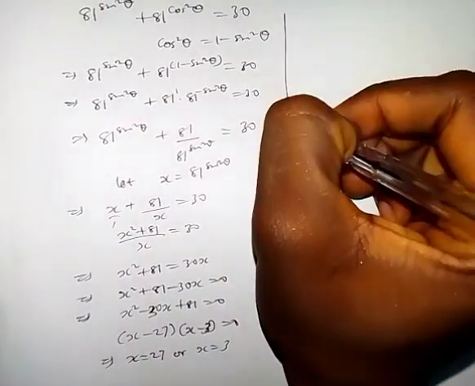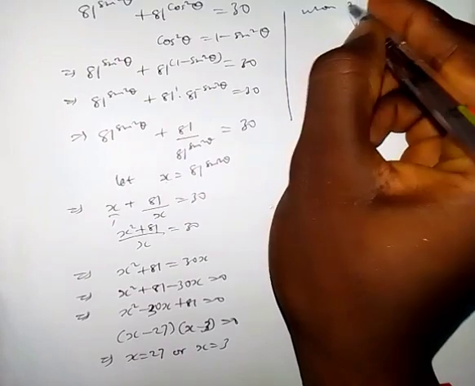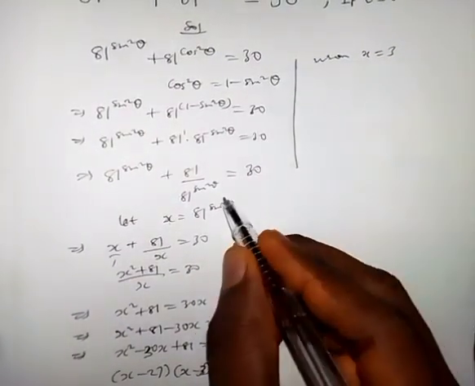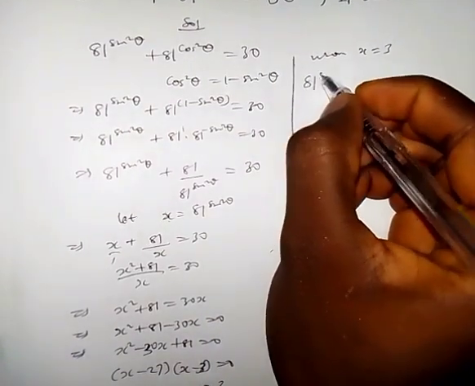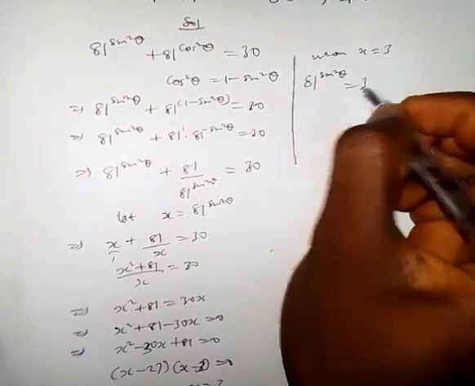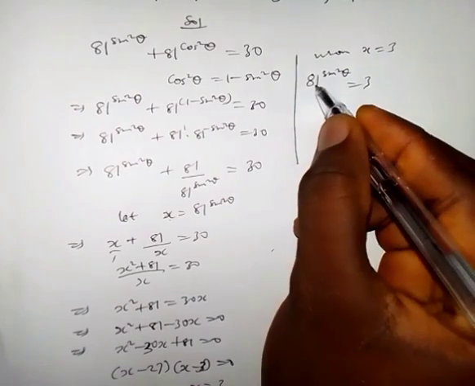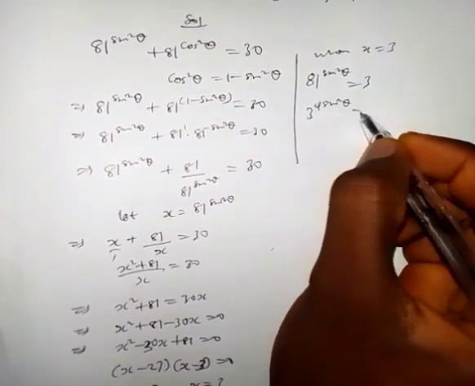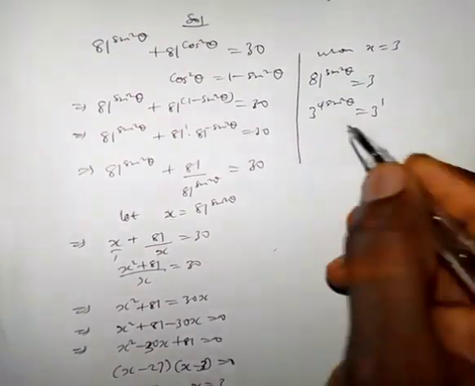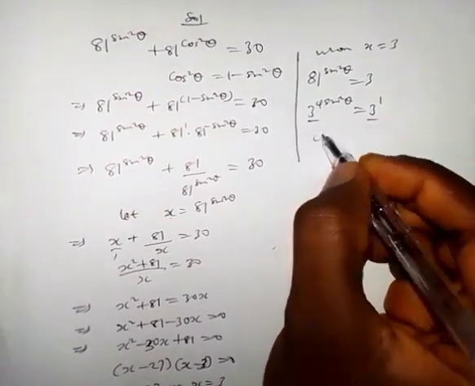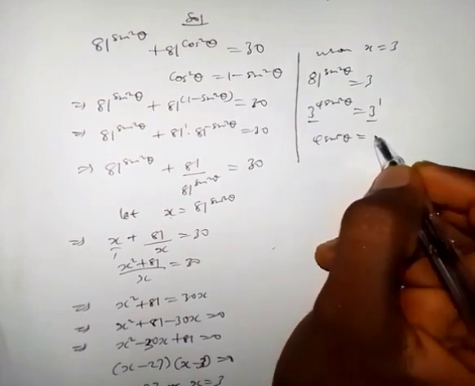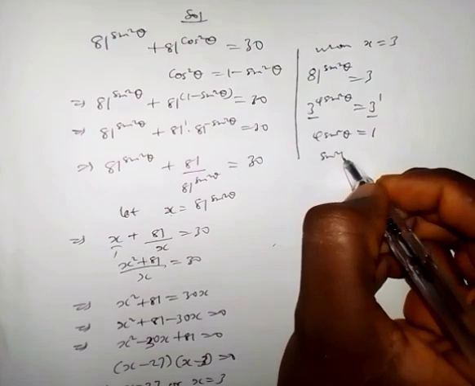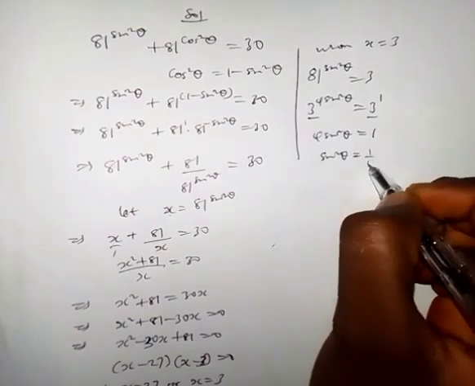When the value of x equals 3, we have 81 raised to the power sin squared theta equals 3. So we write 81 as 3 raised to the power 4 sin squared theta equals 3 raised to the power 1, which is 3. Since the base is the same, we have 4 sin squared theta equals 1. Dividing both sides by 4, we have sin squared theta equals 1 over 4.